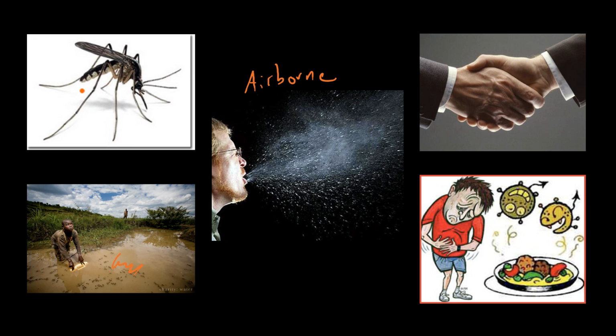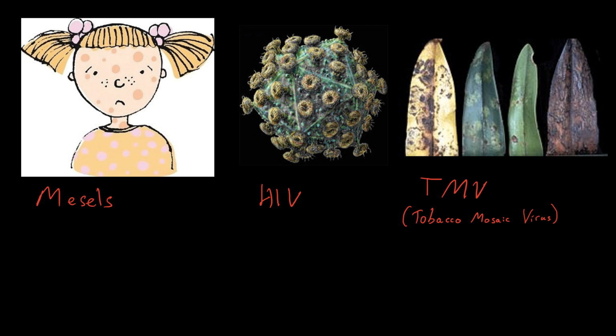Finally, they can be transferred by another animal or a vector, right? This is called a vector. The reason I've put a mosquito is because malaria is actually caused by a microorganism, which is a protist called Plasmodium, but it is actually the mosquito that allows transfer from one organism to another. Okay, so let's have a look at some examples of viruses or viral diseases.